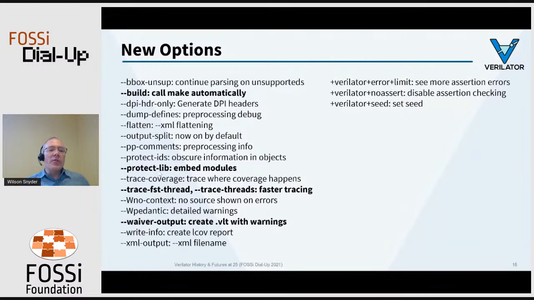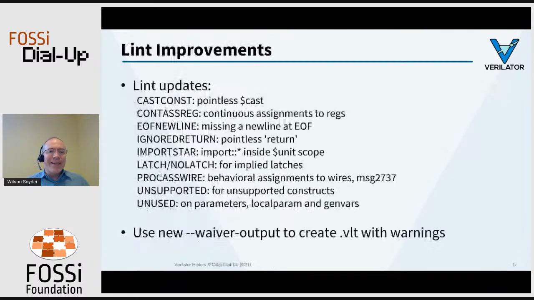There's a whole boatload of new options, and again, these are all in the last 2 years. We mentioned dash dash build and protect lib and the thread tracing. Another good one is waiver output, which is a way to create a waiver file from all your lint messages. And again, you can review all this afterwards. I'm not going to go through all this because you'd all be bored to tears by the end of the presentation.